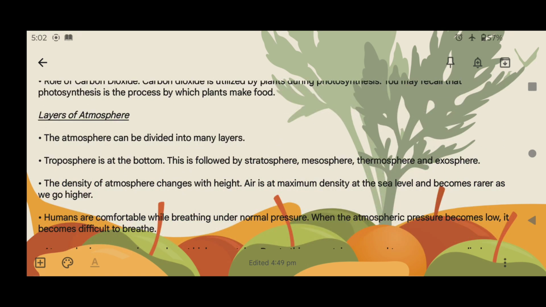Layers of atmosphere. The atmosphere can be divided into many layers. Troposphere is at the bottom. This is followed by stratosphere, mesosphere, thermosphere, and exosphere. The density of atmosphere changes with height. Air is at maximum density at sea level and becomes rarer as we go higher.